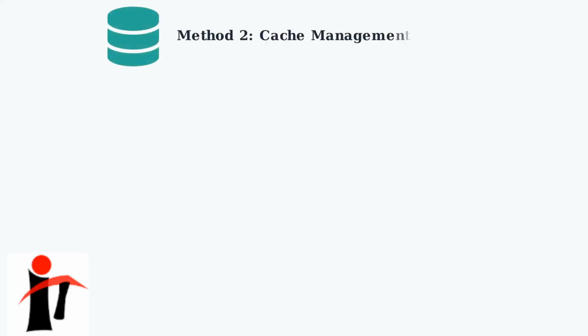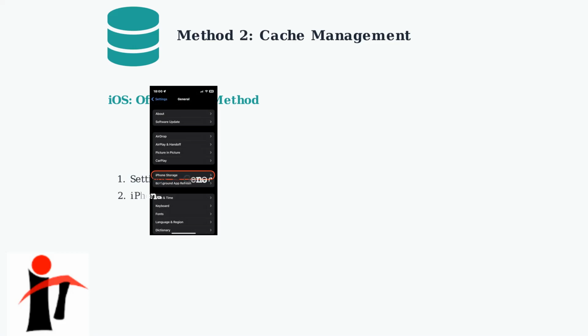If the profile reset doesn't work, try cache management. This method differs between iOS and Android devices, so we'll cover both approaches. For iOS users, go to Settings, then General, then iPhone Storage, and find Threads. Select Offload App to clear the cache while preserving your data, then reinstall from the App Store.